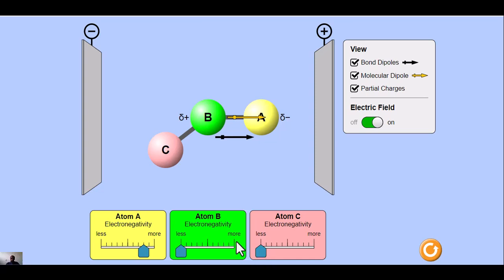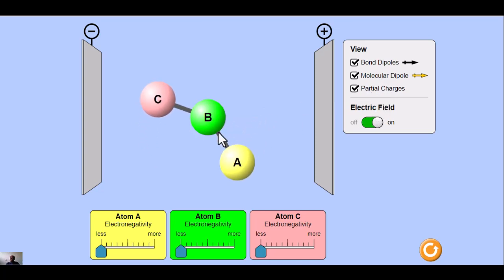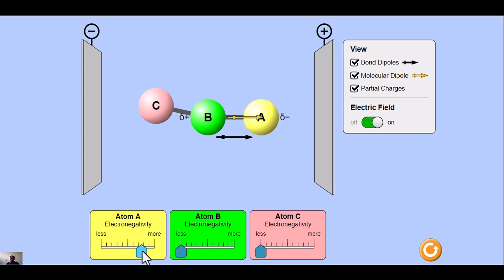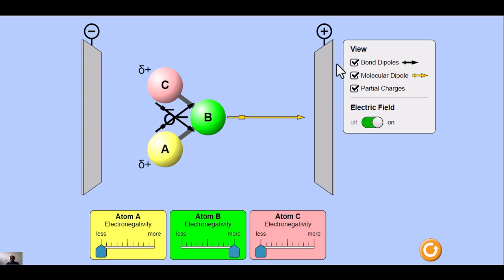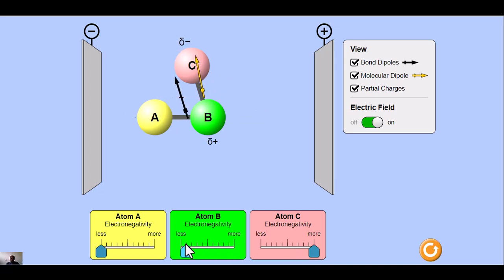Similarly, for three-atom molecules, if you consider all of these three atoms are less electronegative, no bond dipole is formed, no molecular dipole, no partial charge, and it is not affected by the electrical field. But if I change the electronegativity of one of these three atoms, for example A, if I increase the electronegativity of A, look what is happening, and A becomes more electronegative. If I increase the electronegativity of B, B becomes more electronegative, and the direction shifts to the positive electrical field. Similarly, if I increase the electronegativity of C, what will happen? This is the phenomenon.